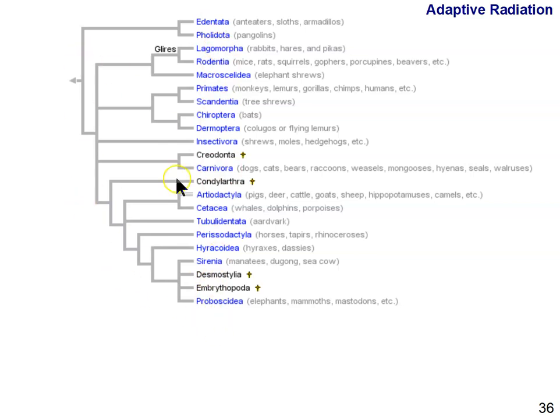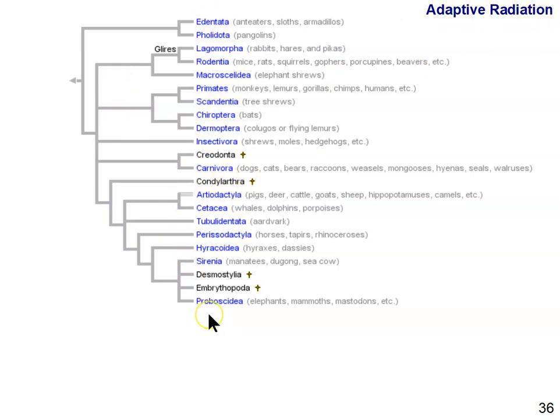And if you trace this phylogenetic tree, which shows evolutionary relationships, and if you trace back on all these branches, you find that they come together to common ancestry. And so the branching out of lines of evolutionary descent is what's referred to as adaptive radiation.